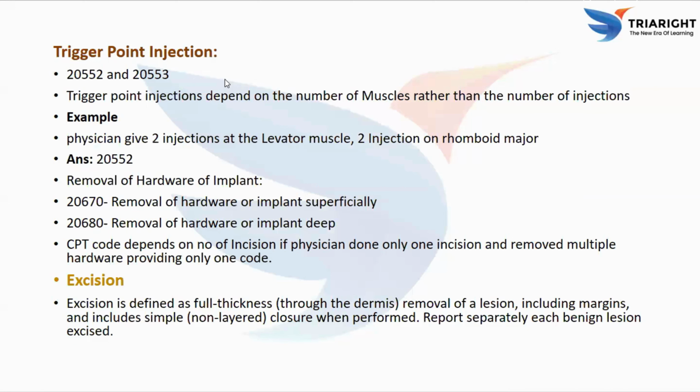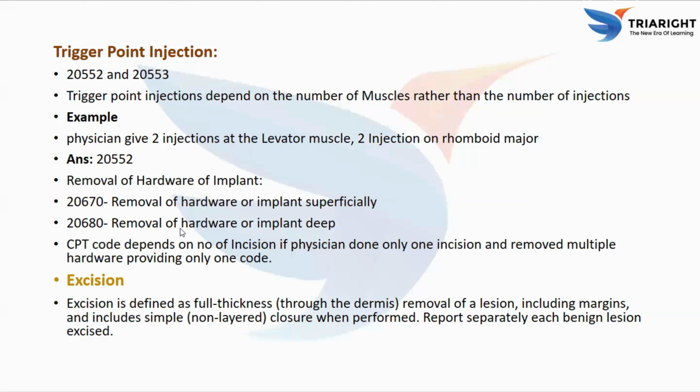And next is the trigger point injection procedure. The CPT codes are 20,552 and 20,553. So what is a trigger point? A trigger point is a tight, painful knot in a muscle that causes pain when pressed. What is a trigger point injection? Injection of a medication, a local anesthetic plus steroid, into a trigger point to relieve the muscle pain. 20,552 includes injection into one or two muscles, whereas 20,553 includes injection into three or more muscles. So coding depends upon the number of muscles treated, but not the number of injections.